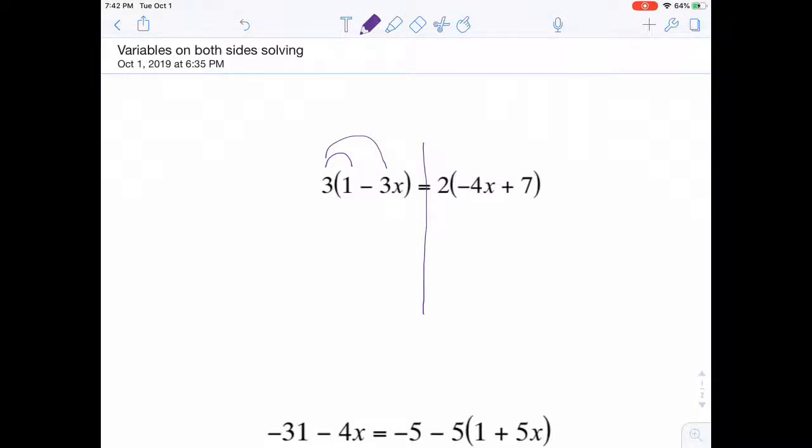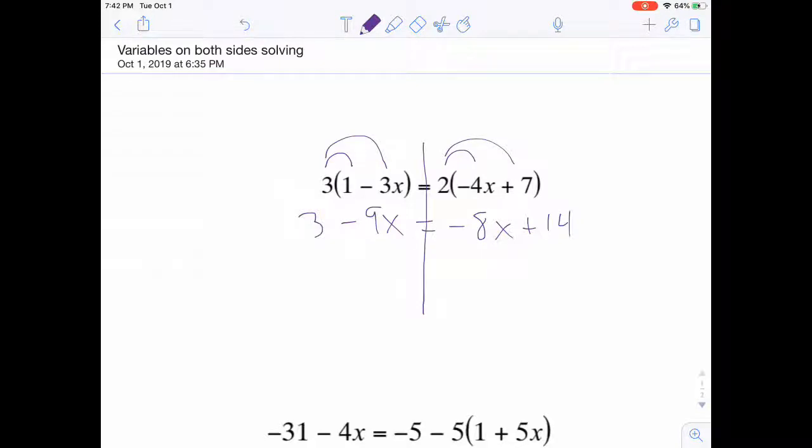On the left-hand side, giving me 3 minus 9x equals, and on the right-hand side, I could distribute the 2 to both terms inside the parentheses, giving me negative 8x plus 14. My next step would be to combine like terms on either side of the equal sign. I do not have those here on the left or the right side.